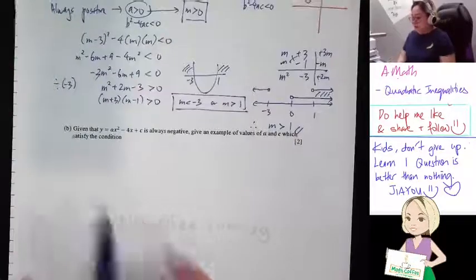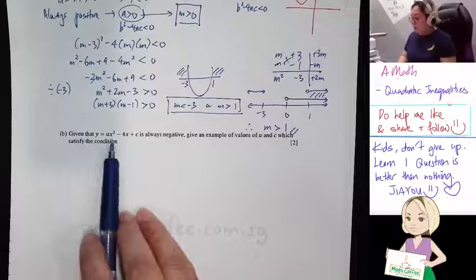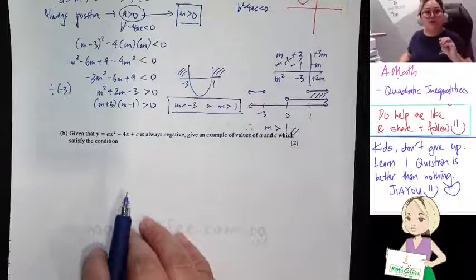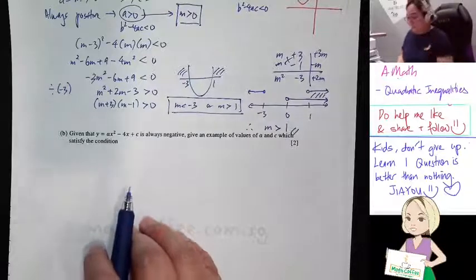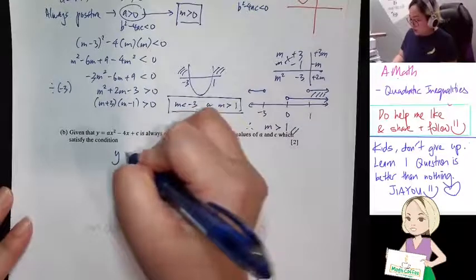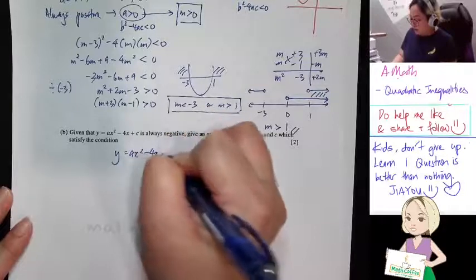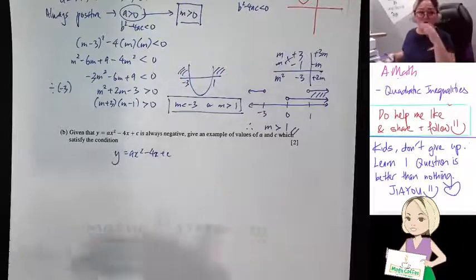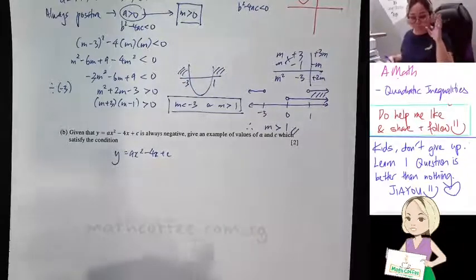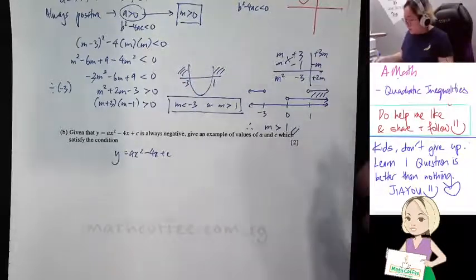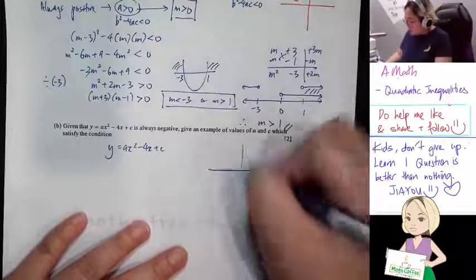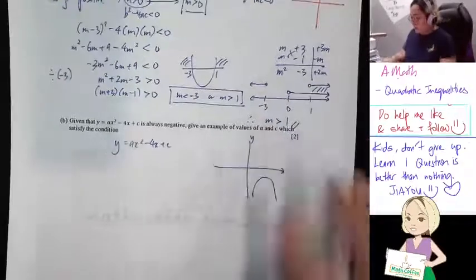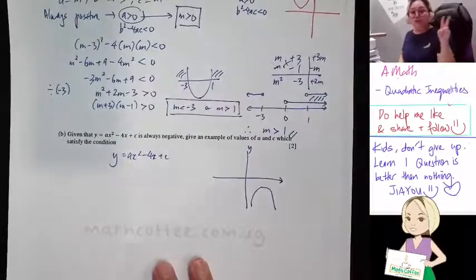Next. Given that y equals ax squared minus 4x plus c is always negative, give an example of values of a and c which satisfy the condition. So first, y equals ax squared minus 4x plus c. This is a quadratic graph function. They say that it is always negative. If it is always negative, it means that it is below the x-axis. And this time around, what are the 2 conditions that I need to fulfill?